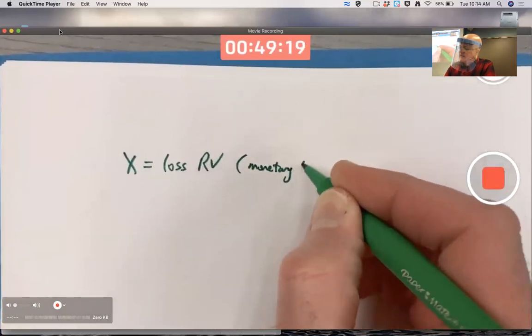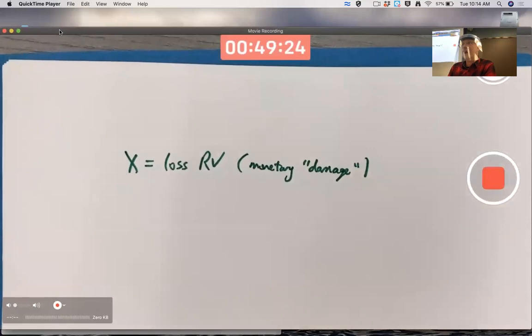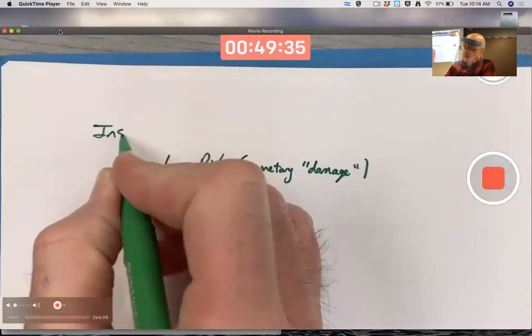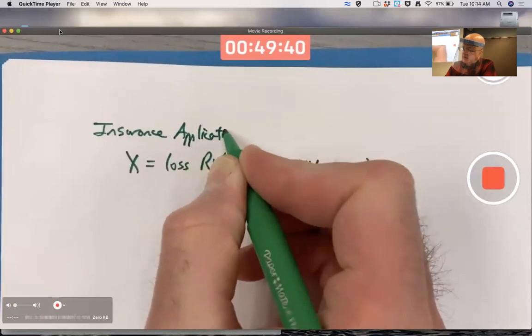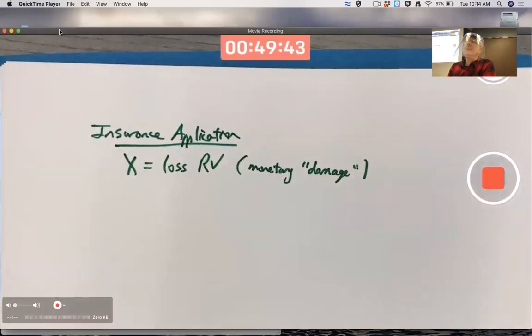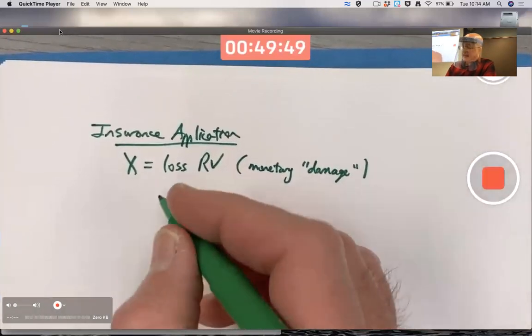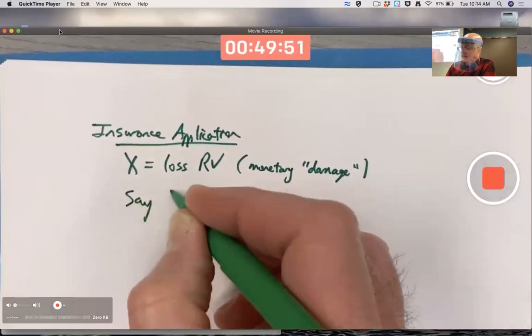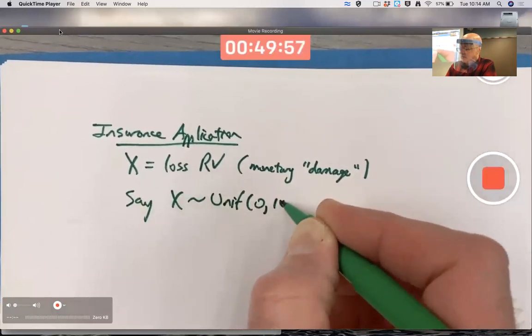Monetary damages could be damage to your car, could be damage to your house, could be damage to your health. It's however much you owe based on what happened. And let's just make it specific here. Let's say X is uniform on the interval from 0 to 1,000, just to pick something specific.